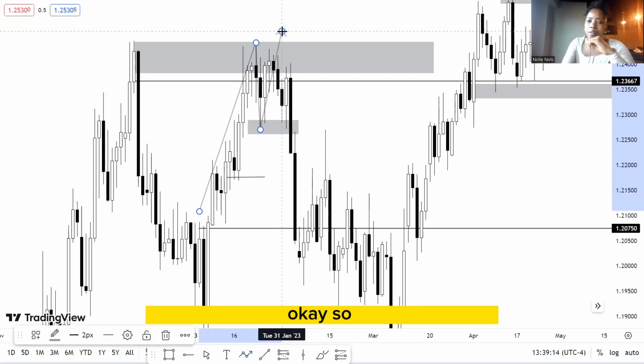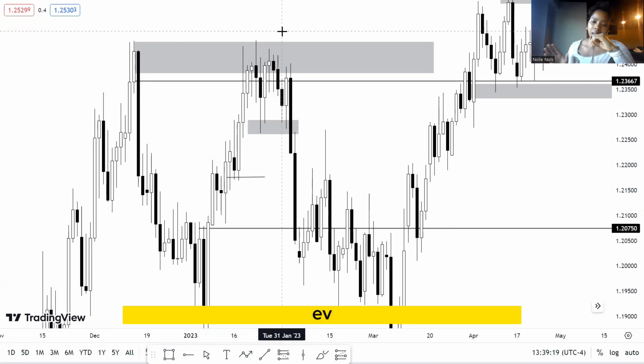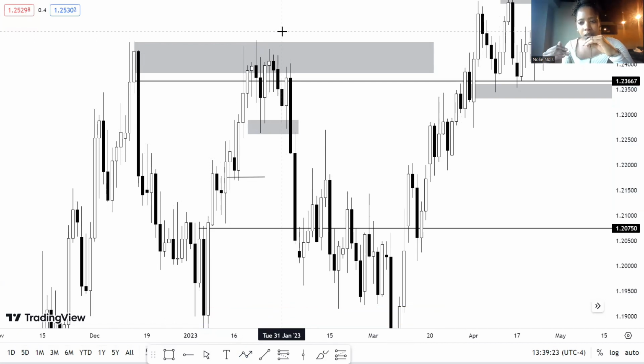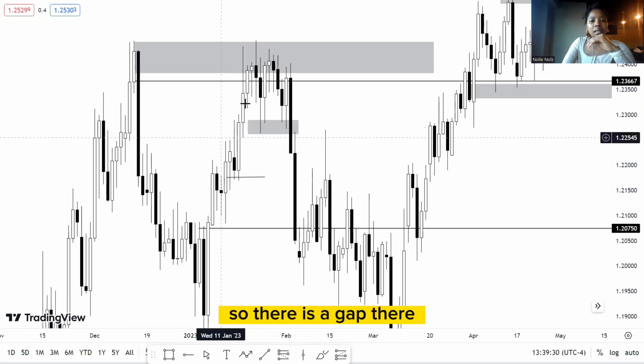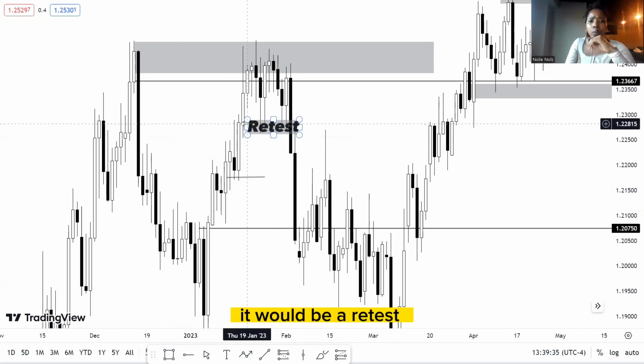Okay, so every time there is a new high, there is an order. Every time there is a new high or a new low introduced by the market, there's an order left there. That is why it is called imbalance. That is why it's called a fair value gap. Okay, so there is a gap there. So what we call it in price action, that gap, as I said, it will be a retest.